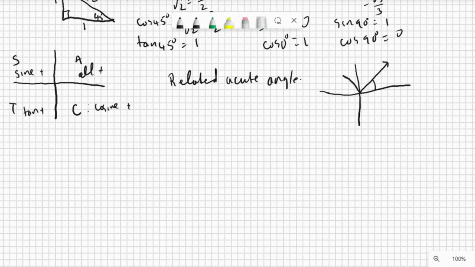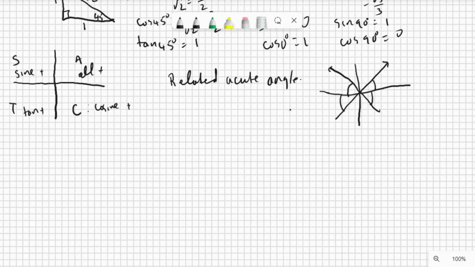If this is a terminal arm, this is the related angle. This is a terminal arm, this is a related angle. So the related angle is formed only with the x-axis, not the y-axis. The y-axis has another name, but what we need is the related acute angle, which is formed between the terminal arm and the x-axis.